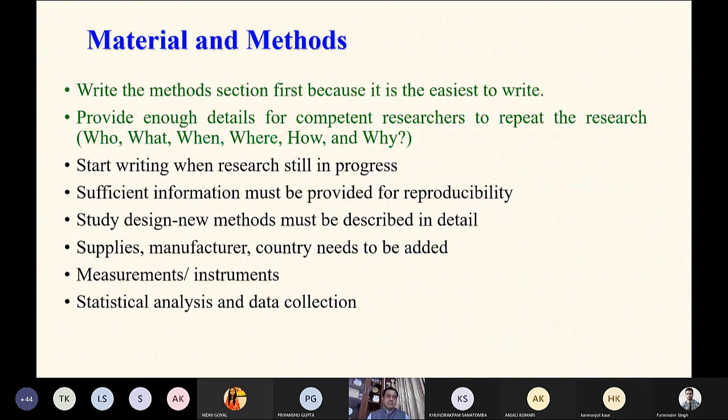Third part, the next part, is the research methodology, which is named materials and methods.